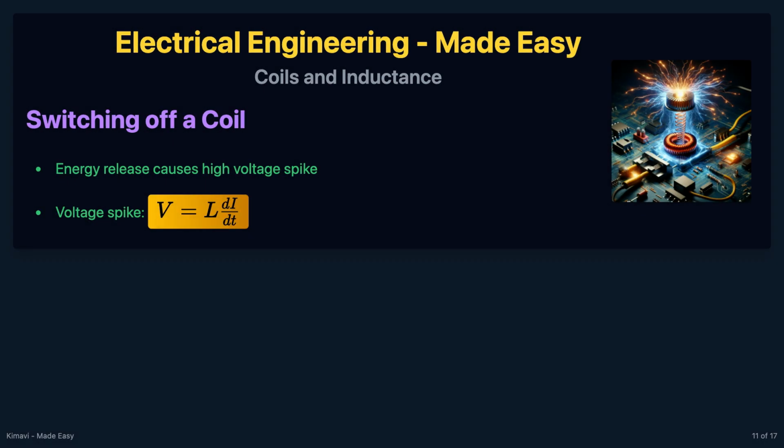When the current through a coil is suddenly interrupted, the energy stored in the magnetic field is released, causing a high voltage spike. This can be dangerous and can damage other components in the circuit. The voltage spike is given by the formula V equals L times di/dt.